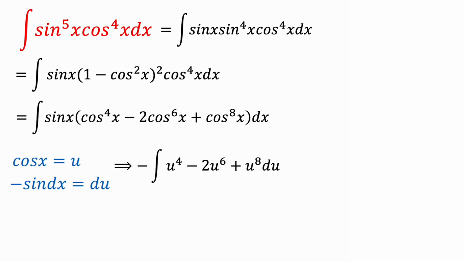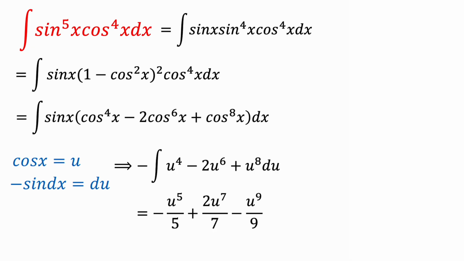The negative integral of u to the 4th power minus 2u to the 6th power plus u to the 8th power du. Well done. To all of you who have come this far, you have certainly made significant progress. You can now successfully add 1 to the exponent and put the power in the denominator, that's clear. Remember, in trigonometric integrals, where one power is even and one is odd, we subtract 1 from the odd power, then we handle the rest.